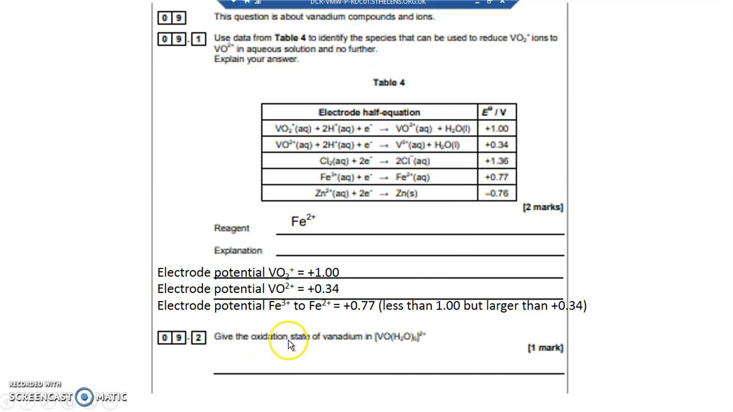Question 9.2. Give the oxidation state of vanadium in [VO(H2O)5]2+. Well, the waters are neutral. The O is minus 2 oxidation state because it's in group 6, going to gain 2 electrons to fill its outer shell, minus 2 charge, minus 2 oxidation state. So something, an oxidation state of the V, minus 2 gives plus 2 overall. So your answer is 4, because 4 minus 2 is plus 2.